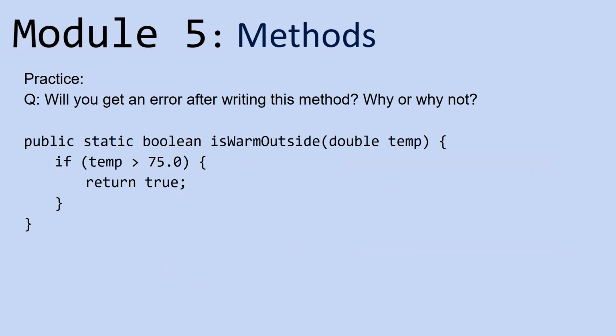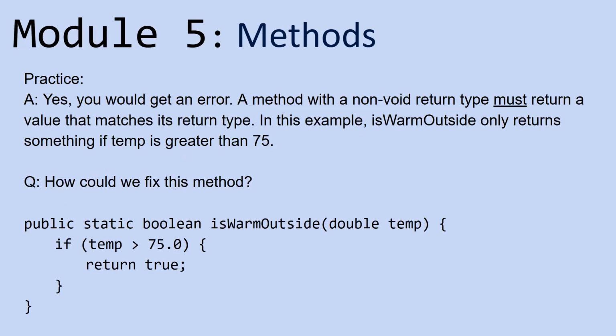Why or why not? Try thinking about it on your own. Maybe write down your answer on paper. I wouldn't write it down in VS Code because it will tell you what it gives you. If you want to see it after I show you the answer, you can also write it in VS Code and see exactly what the error looks like. But yeah, just make a prediction on your own. Will you get an error after this method?